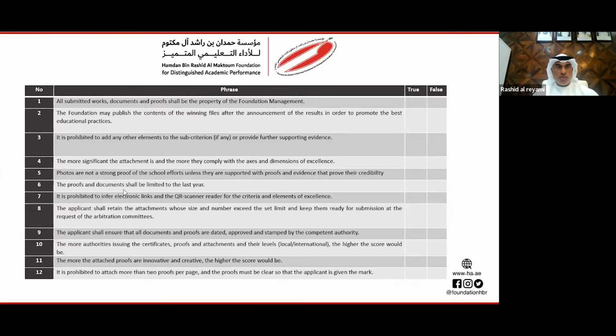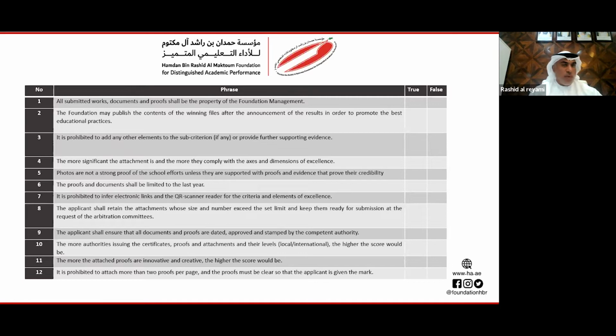The proof and documents should be limited to the last year. So all proof you submit should be approved for the last year. False, for the last 3 years. It is prohibited to use electronic links and QR scanner readers for the criteria and elements of excellence. So we cannot use links and QR.